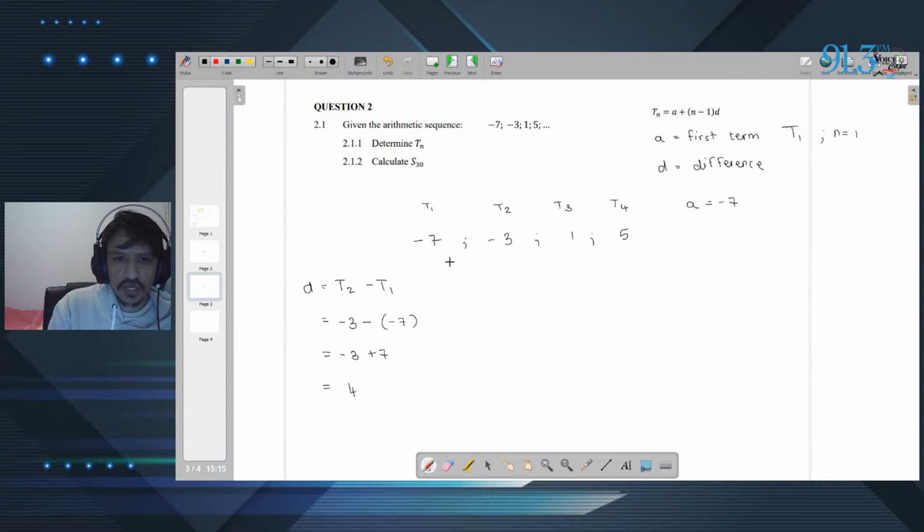Now, is this true? Let us check that it's consistent. Let's check term 3 and term 4. So the difference is equal to term 4 minus term 3, and that's going to be 5 minus 1. And that also gives us an answer of 4. So it's consistent. So we got 4, and 1 minus negative 3 is also 4, right? So we got 4, 4, 4.